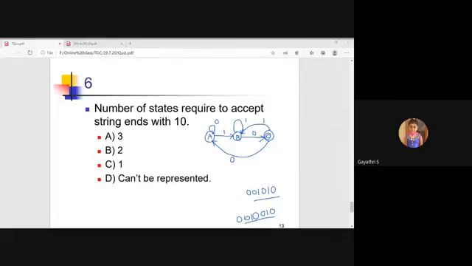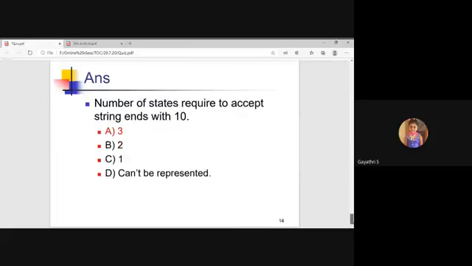I will take one example, 001010. The string ends with 10, right? So 00 remains in the same state A. Then 1 goes to B, 0 goes to C, again 1 goes back to B, then 0. So it is accepted. This is the deterministic finite automata that accepts strings ending with 10. So I think the quiz part is over.